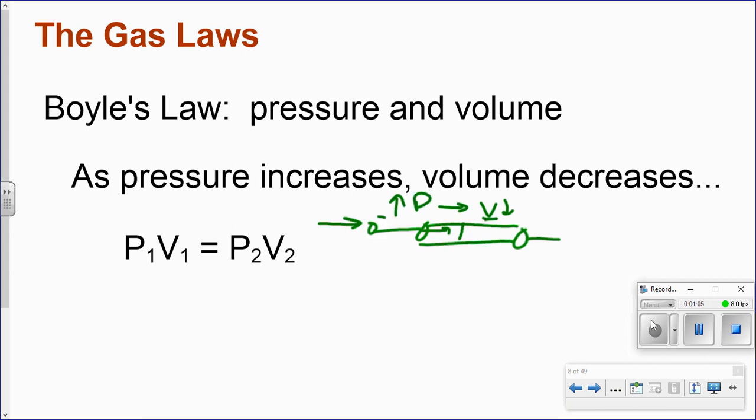The reason this happens is that there are tremendously large spaces between the gas particles. Therefore, those particles can be squeezed in order to diminish the volume. Here's the equation that we're going to use, where the 1's and 2's are all initial conditions and final conditions. As long as you keep them together contextually, it should work out nicely.